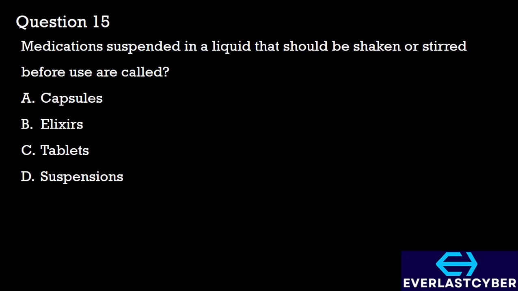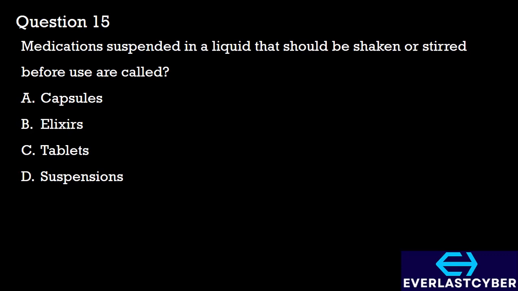Question 15. Medications suspended in a liquid that should be shaken or stirred before use are called A. Capsules, B. Elixirs, C. Tablets, D. Suspensions. Capsules are solid dosage forms that contain medication in a gel-like shell, and they do not need to be shaken. Elixirs are sweetened liquid medications that typically dissolve in alcohol or water, and they don't require shaking in the same way that suspensions do.